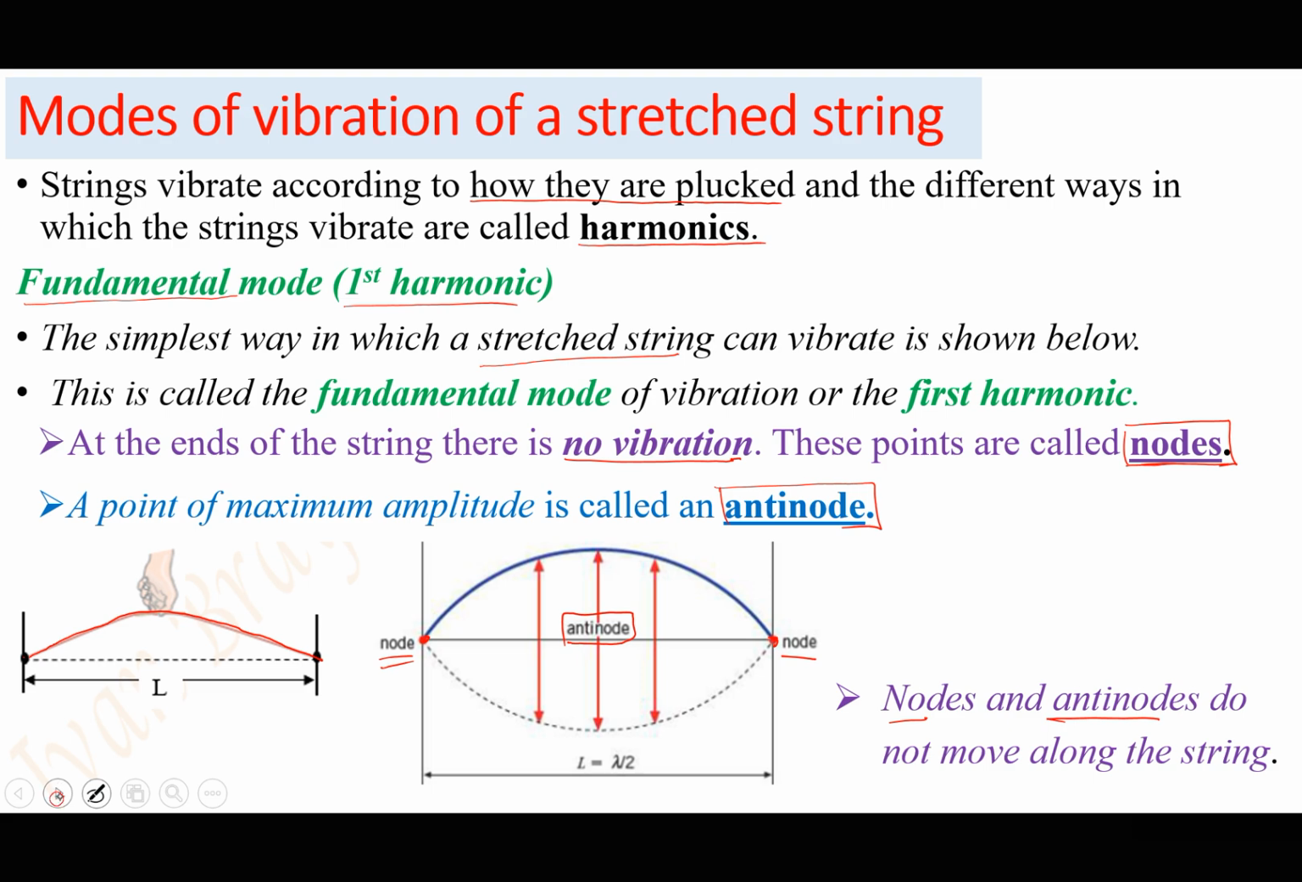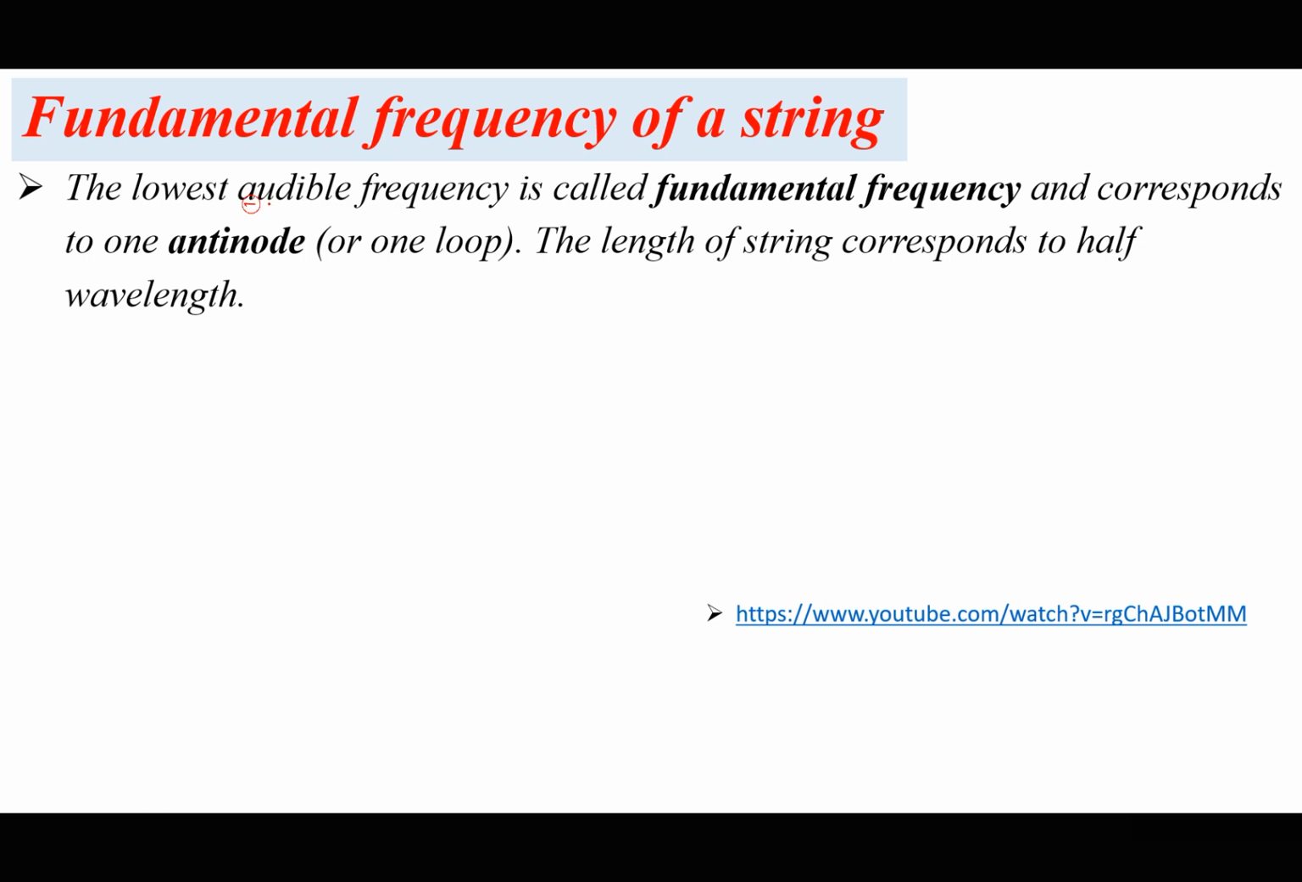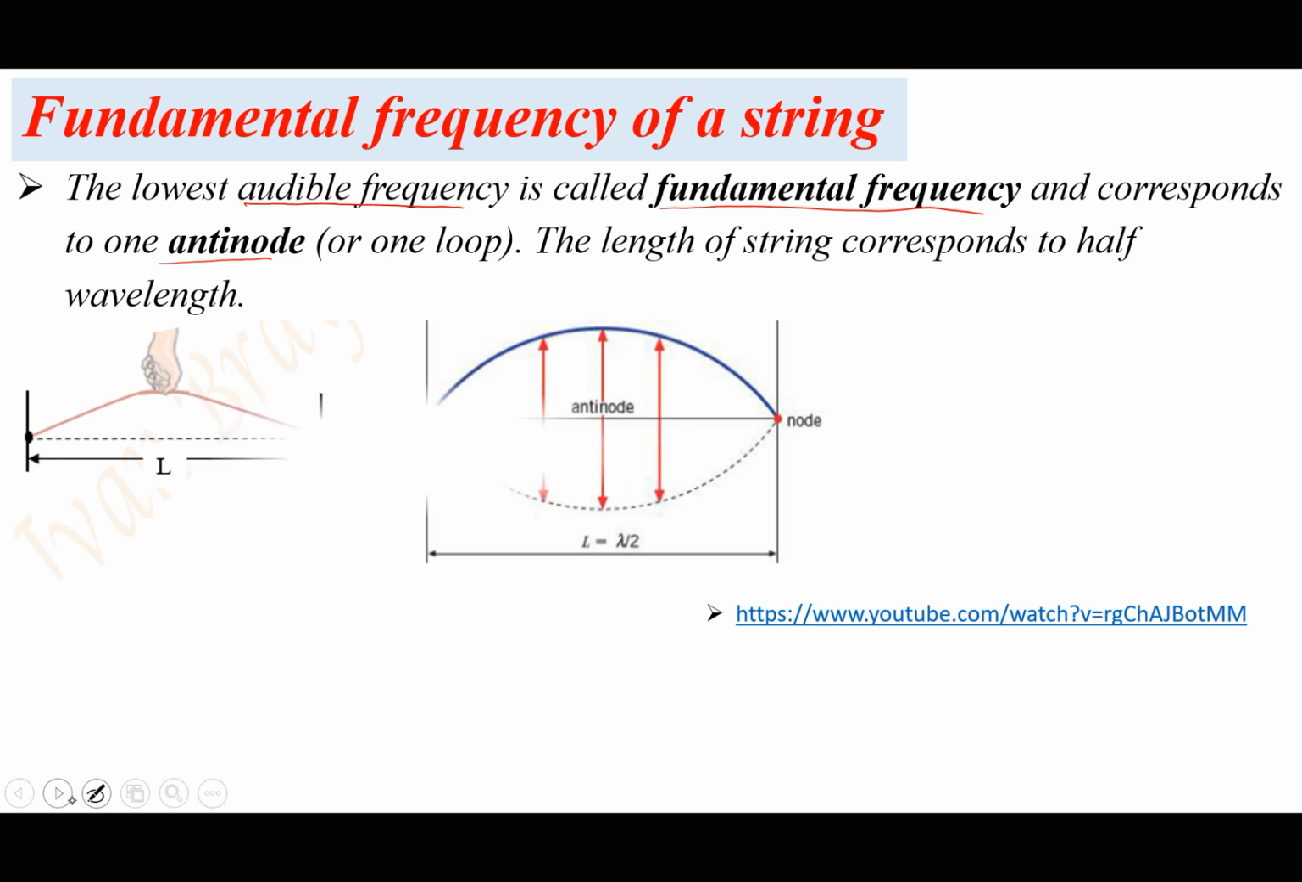So the simplest mode of vibration we have seen is called the fundamental mode. Therefore, its frequency is going to be called the fundamental frequency. So the lowest frequency, the lowest audible frequency, is called the fundamental frequency. And this one corresponds to one antinode, as we have seen in the previous diagram. So the simplest mode of vibration is the fundamental mode, and the frequency of vibration is called the fundamental frequency.